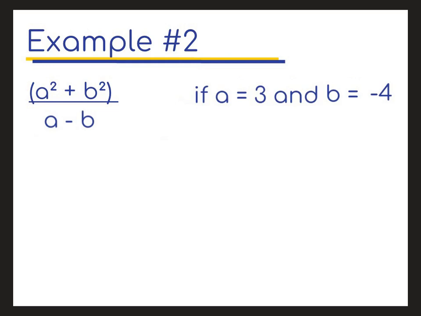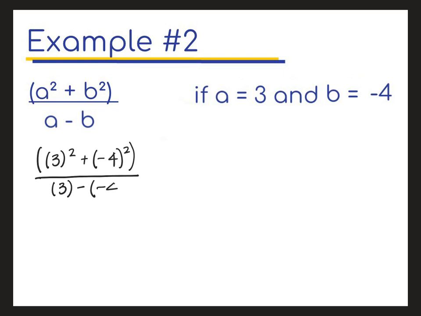For example number 2, I'm going to do the exact same thing. So it says a is 3 and b is negative 4. So I'm going to want to copy this down. So I have a parenthesis, and then instead of a, I'm going to plug in 3. Instead of b, I'm plugging in negative 4. And when I plug in, I put those in parentheses. On the bottom, I have a is 3 minus b is negative 4. And then I can start simplifying.